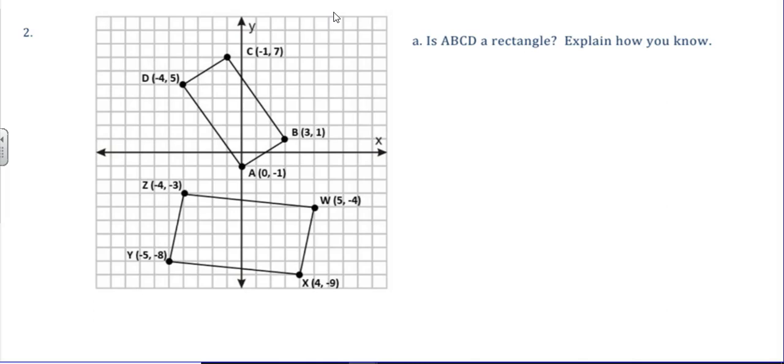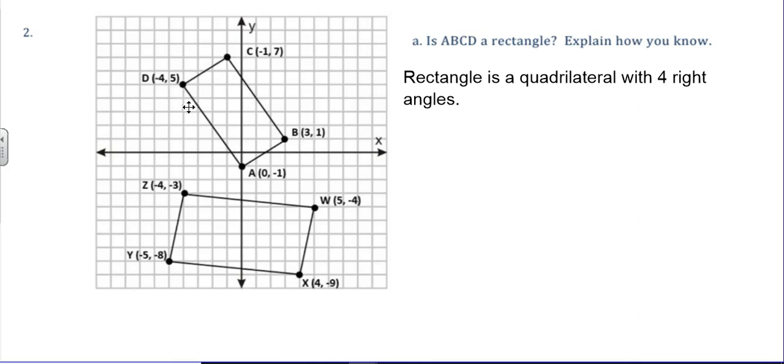We want to determine if quadrilateral ABCD is a rectangle and explain how we know. So the first thing we need to know is, what does it mean to be a rectangle? A rectangle is a quadrilateral with 4 right angles. So we need to see if it has 4 right angles. Since this rectangle is on a coordinate plane, we can check for right angles by checking for perpendicular segments or opposite reciprocal slopes.